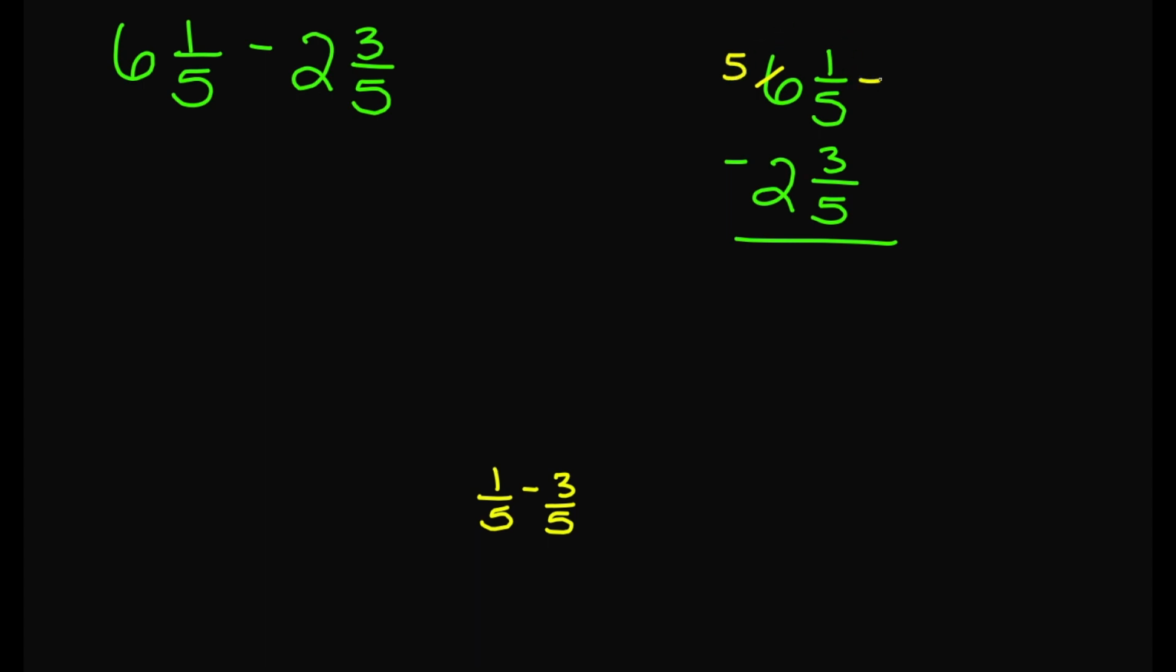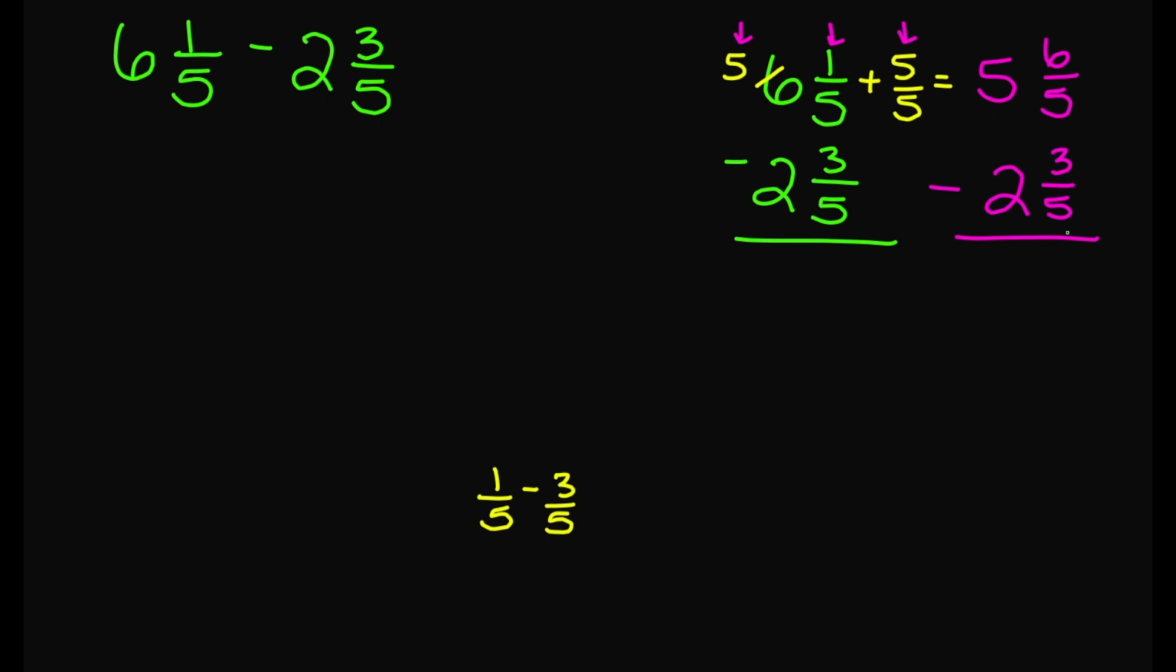And I'm going to add. So this is going to be 5 over 5. So now you're going to get 5 from your whole number here. And then you have 1 over 5 plus 5 over 5. This is going to equal 6 over 5. And then minus 2 and 3/5.